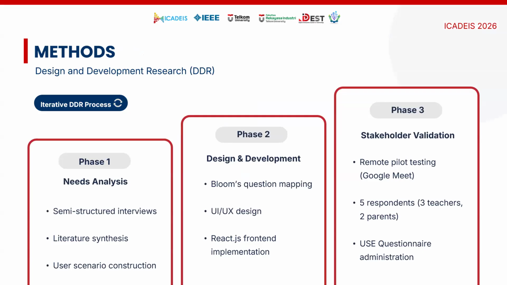To develop Banana, we adopted design and development research, or DDR, consisting of 3 phases. Phase 1 focused on needs analysis, preliminary reviews, synthesis, and user scenario construction. In phase 2, we transformed those findings into platform design and front-end development. Finally, in phase 3, we evaluated stakeholder usability through remote pilot testing using a SUS questionnaire. Next.